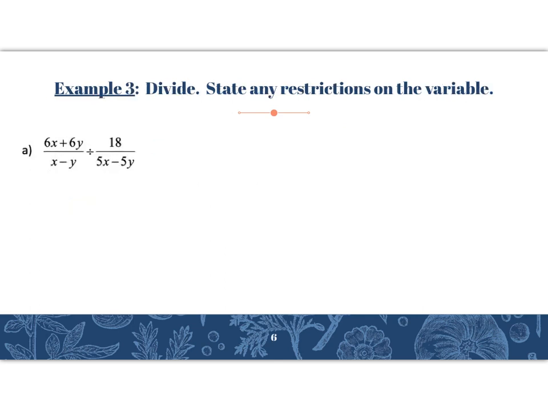All right, now let's talk about division. So you multiply fractions straight across. With division, right, you have to multiply by the reciprocal. So first thing I'm going to do is I'm just going to go ahead and flip this so I don't think about it. So I have 6x plus 6y over x minus y times 5x minus 5y over 18.